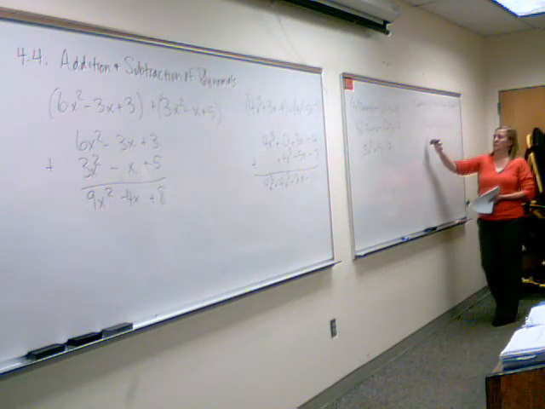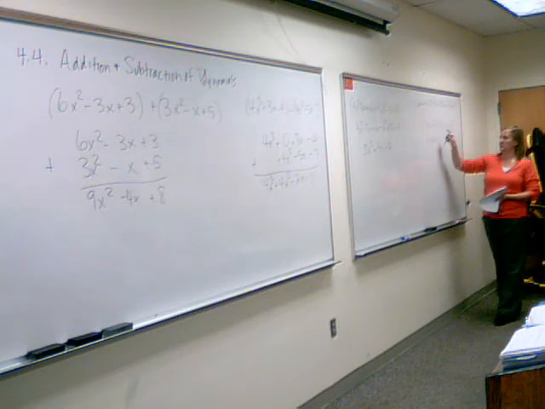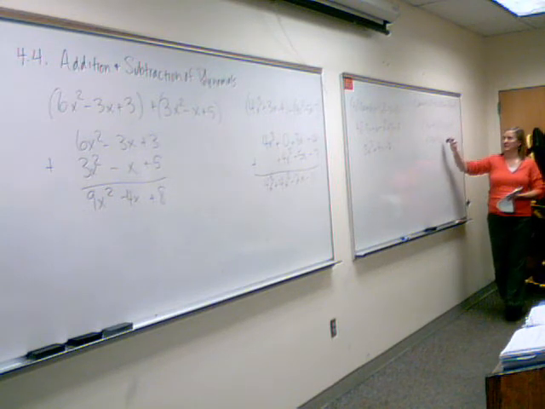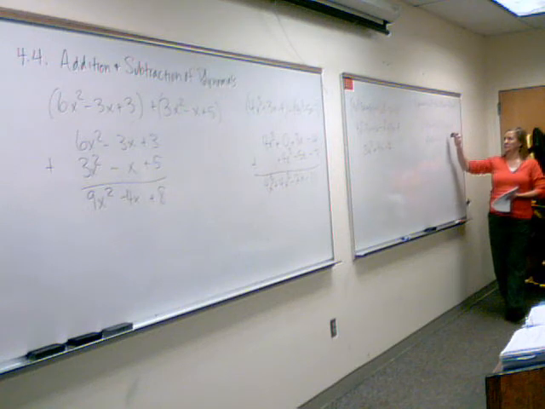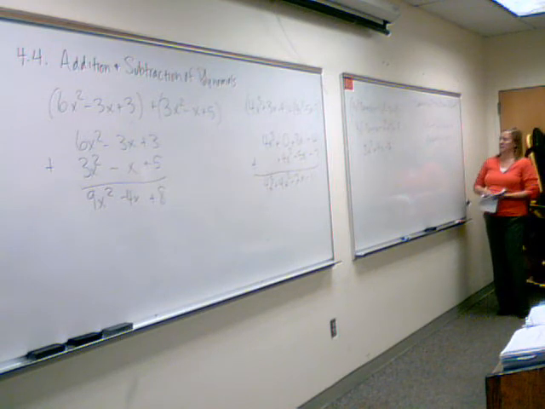Okay, that's very important to set it up the right way. Now I have to rewrite it, getting rid of the parentheses by distributing this negative. So now I get a plus x squared plus 4x minus 2. Is everybody with me? Okay, let's combine like terms.